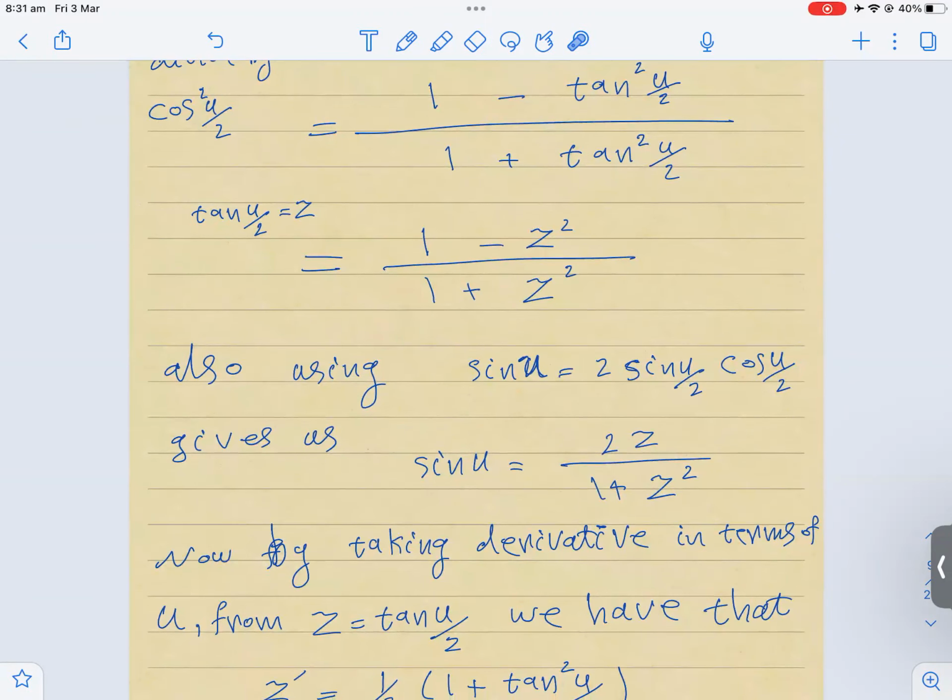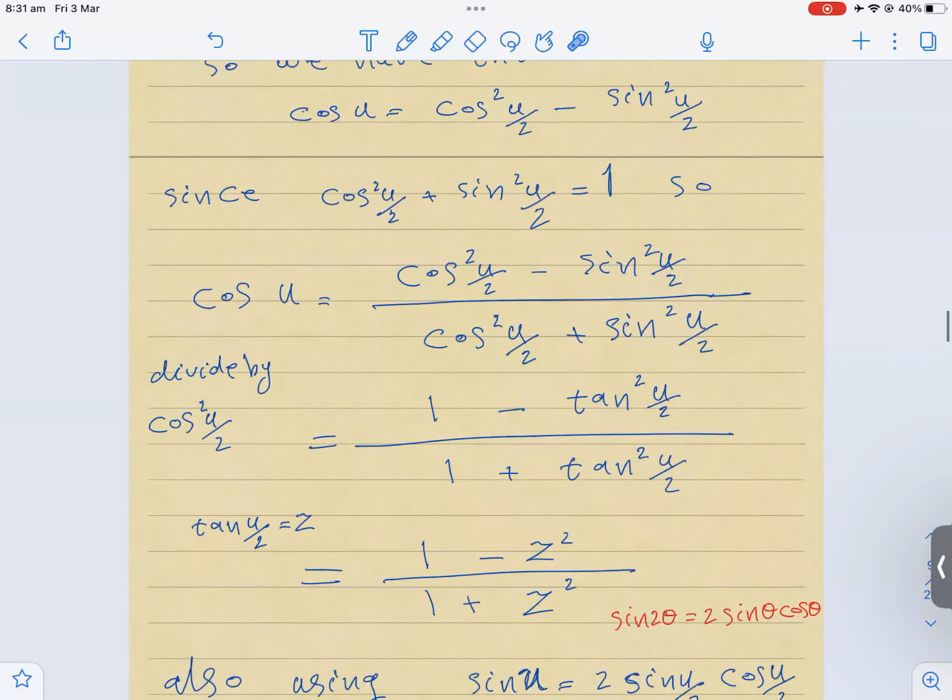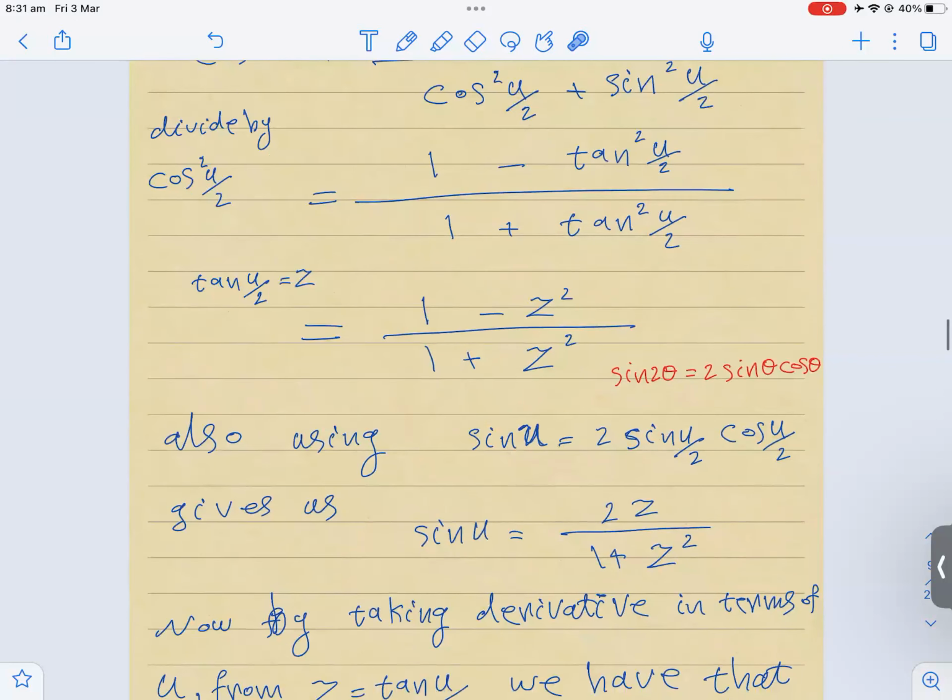There is another famous identity, sine 2 theta equals 2 sine theta cos theta. I will use this one actually to write sine u in terms of tan u over 2. I will do the same technique, divide the whole fraction again by cos squared u over 2. So sine u will be equal to 2z divided by 1 plus z squared.